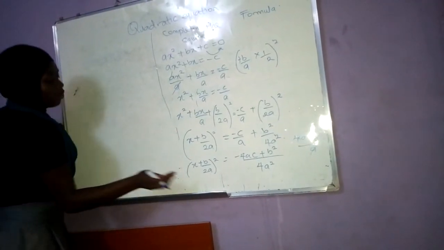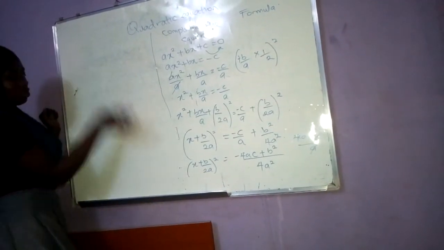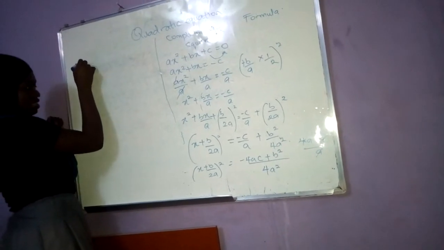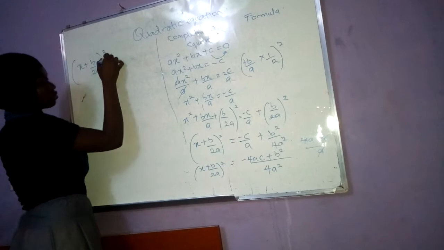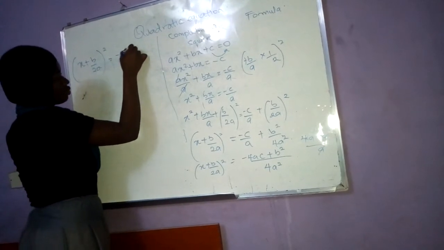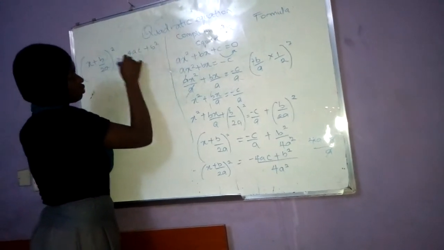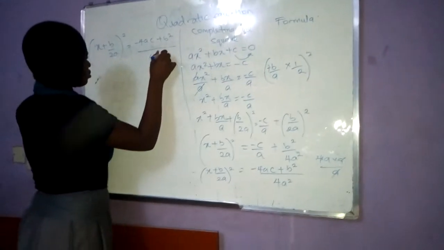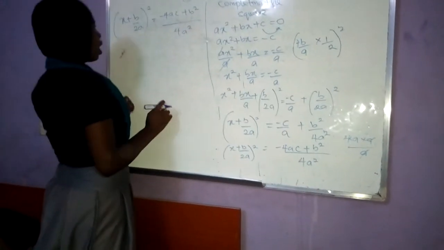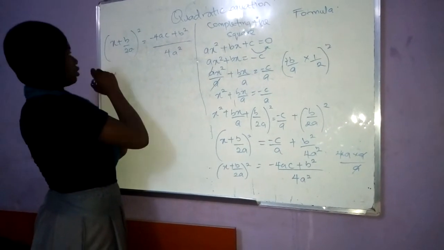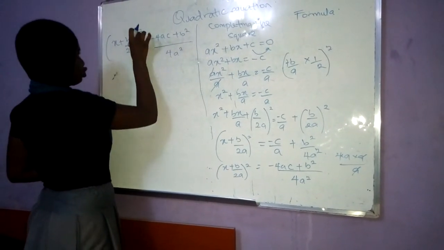So now we'll continue from this side. I want to rewrite it so I'm able to see it clearly. So now this is it. So now I will square root both sides, removing these 2.